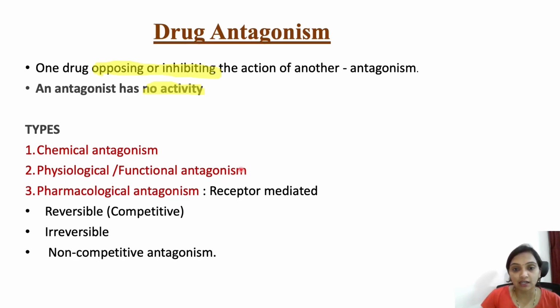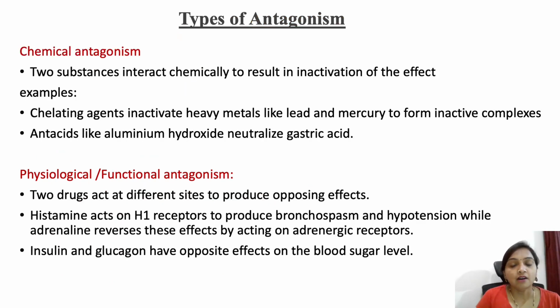Physiological or functional antagonism, it is called, and pharmacological antagonism, which is mainly at the receptor level. It is receptor mediated, and this pharmacological antagonism is of three types, that is reversible or competitive type of antagonism, irreversible, also called non-equilibrium antagonism, and non-competitive antagonism. Reversible is also called equilibrium antagonism. So these are the various types of drug antagonism. We are studying the types of antagonism in detail.